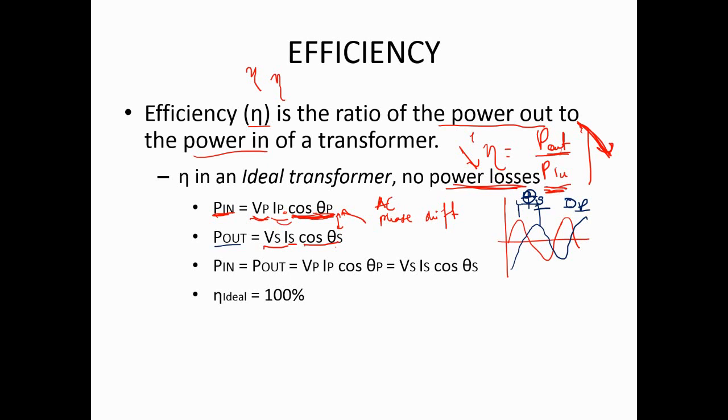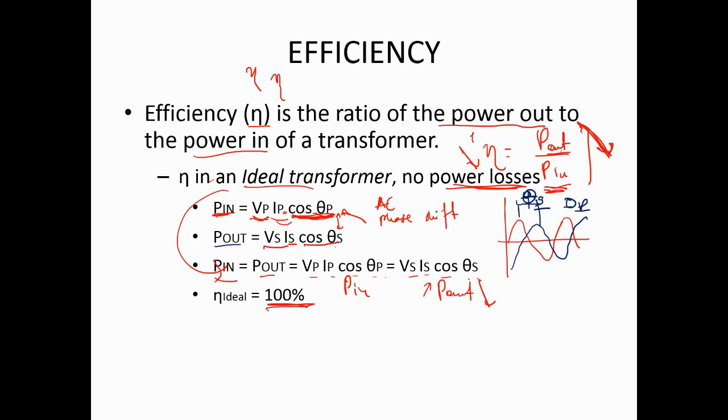They'll be equal. So in the case of an ideal transformer, you'd have P in equals P out, and you'll have VP IP cos theta P equals VS IS cos theta S. That would be 100%. But of course, that is not the case. If we do measurements, the P out would certainly be smaller than P in.